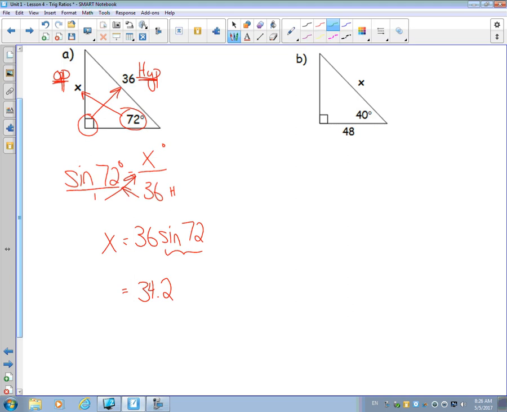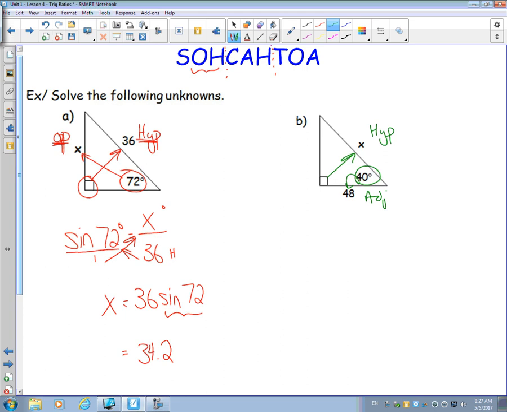Problem number 2, we're going to do the same 3 things. We're going to label the sides we care about. Step 1, my hypotenuse. Here's my given angle. Beside it is my adjacent. Step 2, we're going to figure out what uses A and H, which looks like a cos thing, and we're going to fill the right things in the right spots.